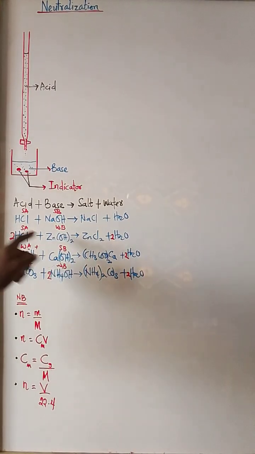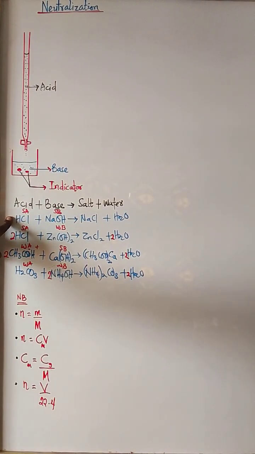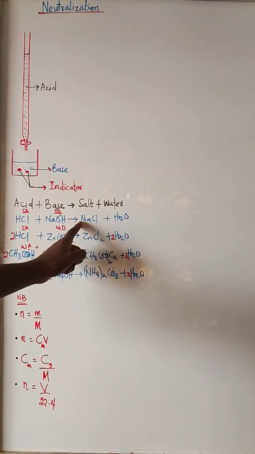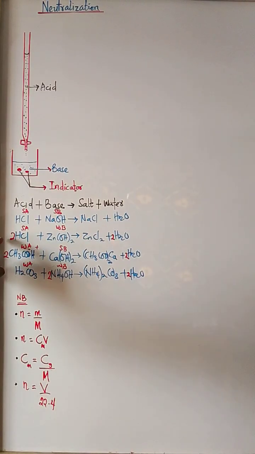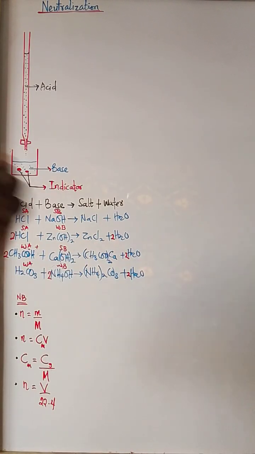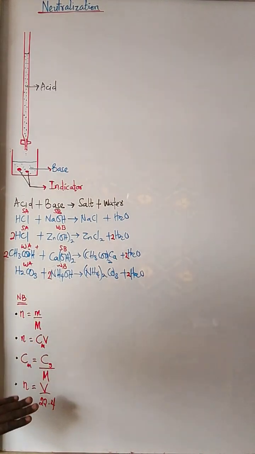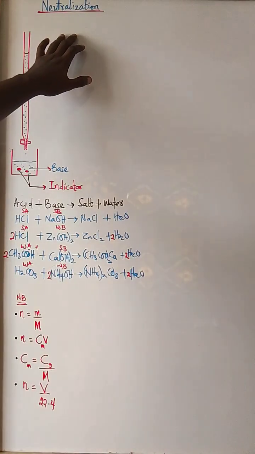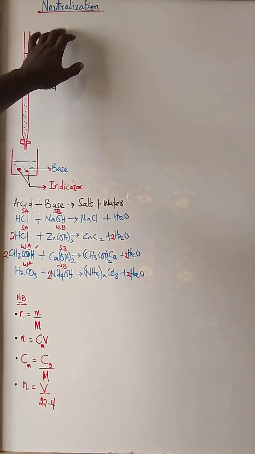So for the first one, 1 mole of hydrochloric acid reacts with 1 mole of sodium hydroxide to give us 1 mole of sodium chloride and 1 mole of water. Here, 2 moles of hydrochloric acid react with 1 mole of zinc hydroxide to give 1 mole of zinc chloride and 2 moles of water molecules. Same goes for all. Before I explain this, let's talk about this briefly. How do you know if neutralization has occurred?